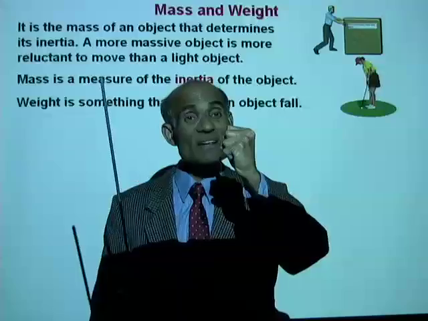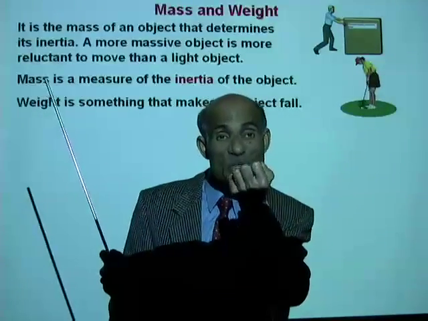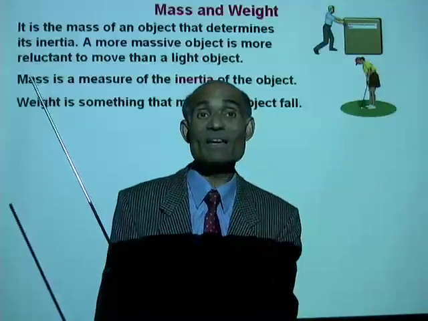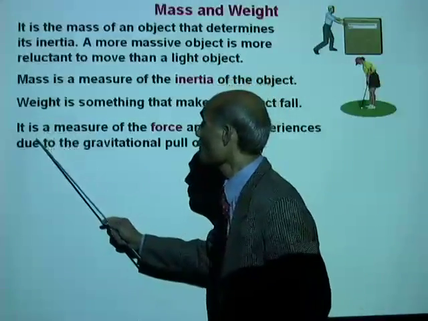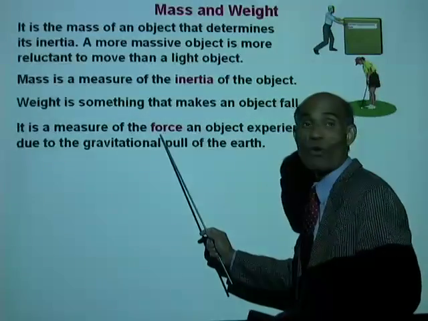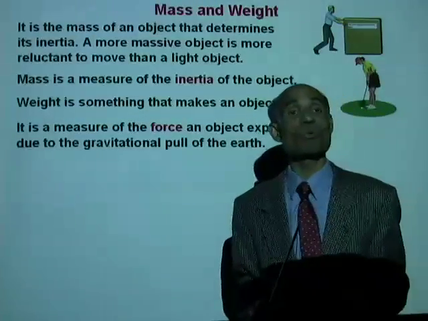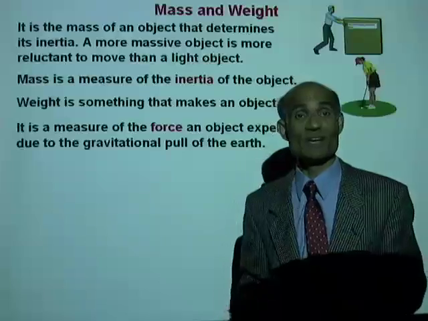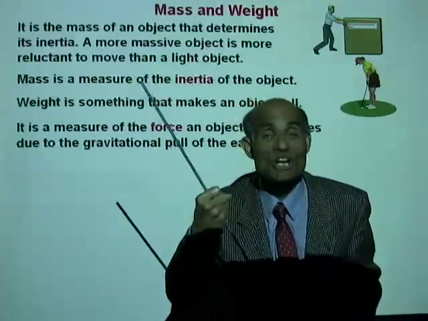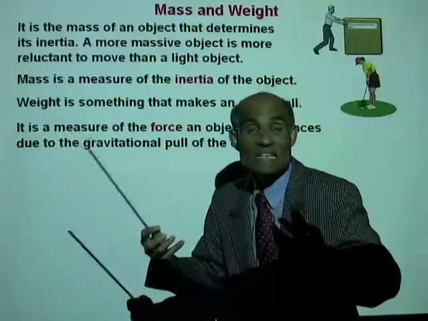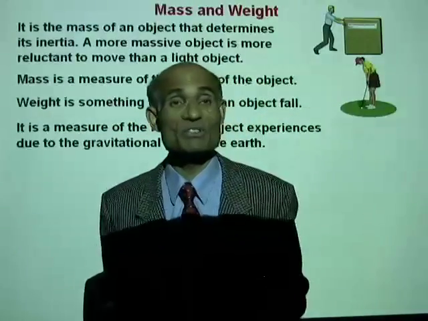It is the weight that makes the object fall. And what is weight? It is the pull on the object by the earth. It's a force of gravity. Now, weight is a measure of the force an object experiences due to the gravitational pull of the earth on it. So, whereas mass is a measure of inertia of an object, weight is a force. You see, very different things.